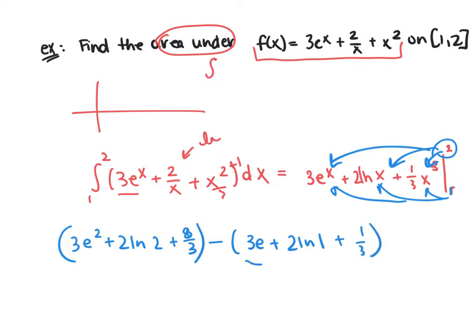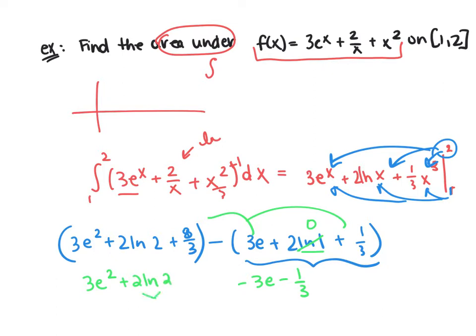And what I'm going to have right here is, the natural log of 1 is 0, so that's going to be a 0. So I have minus 3e minus 1/3, because remember I'm distributing that. And here I have 3e squared plus 2 natural log of 2. This is irrational, so I'm going to leave it. And then I have plus 8/3. And the only thing left that I can do is combine my constants right here. These are the only like terms that I have. And that will then give me my answer. And what I get there is 7/3. So this is my answer.